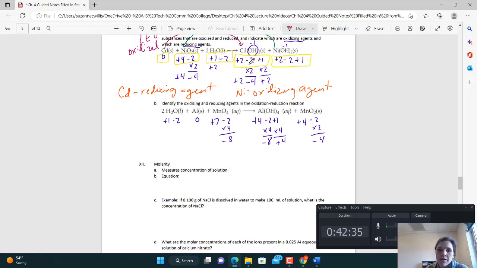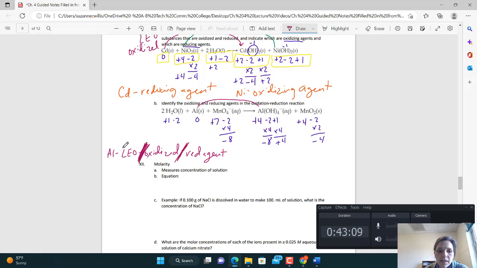So you'll notice everybody else that I did not talk about, they all stayed the same. Here we're seeing aluminum go from 0 to +4. So do your number line. Did he go up or did he go down? He went up. So he did not gain electrons, because if he gained electrons, he would have gone down the number line. So he must have lost electrons. So I'm going to write aluminum, LEO. He lost electrons. He was oxidized, which means he is called the reducing agent.